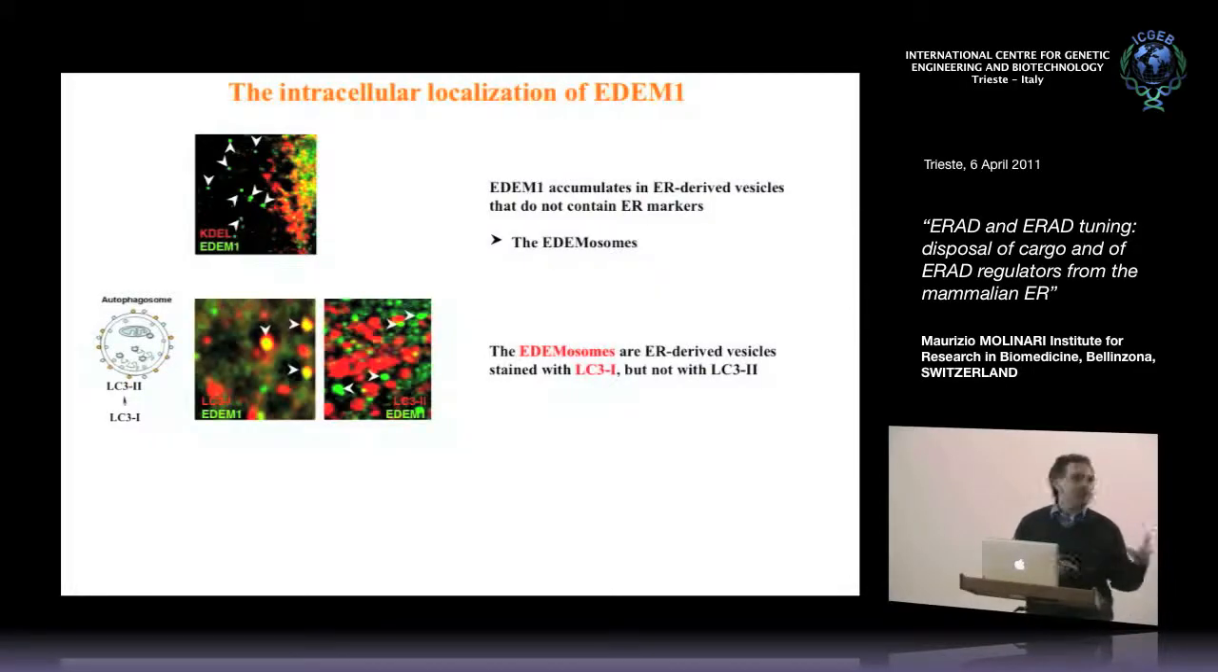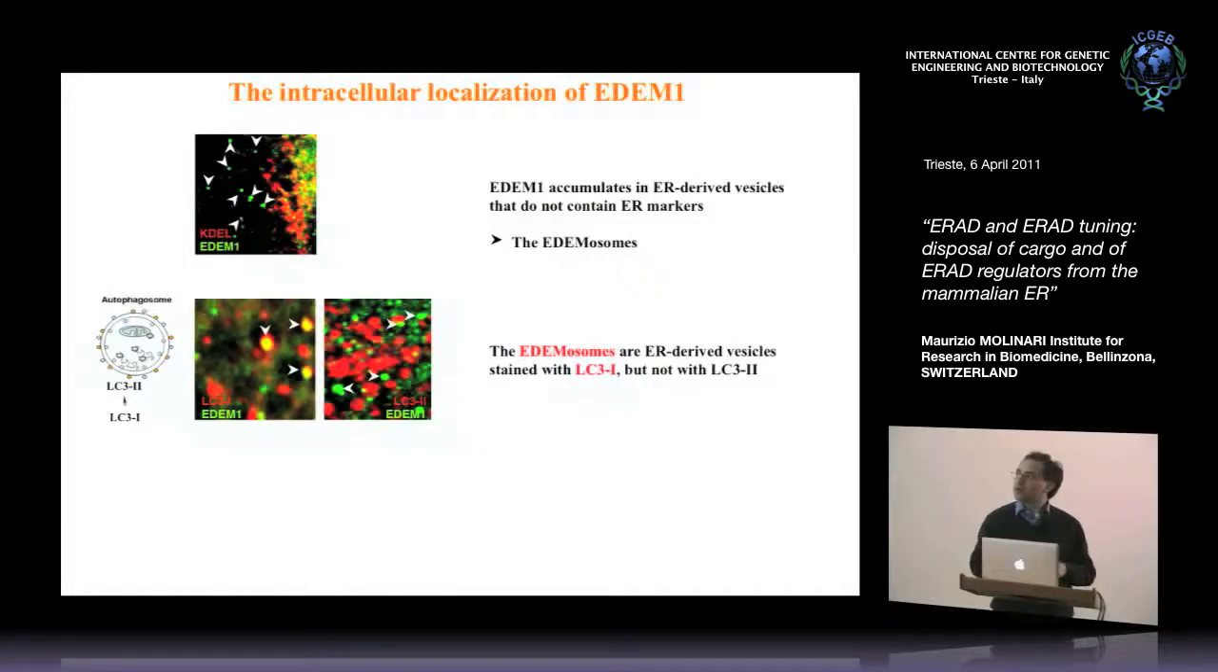So what's in these vesicles? One thing that is in these vesicles is LC3-I. So LC3-I coats vesicles containing EDEM, while LC3-II, which is a specific marker of autophagosomes, does not colocalize with vesicles containing EDEM. So this is another demonstration that autophagy has nothing to do with degradation of EDEM, because the autophagy marker LC3-II is not present in these vesicles.